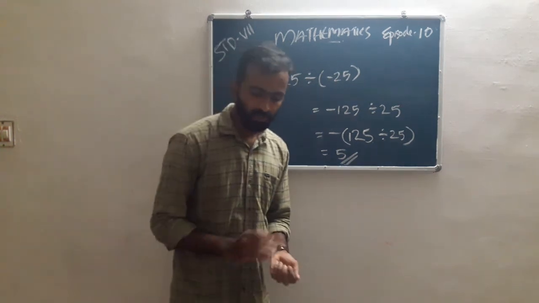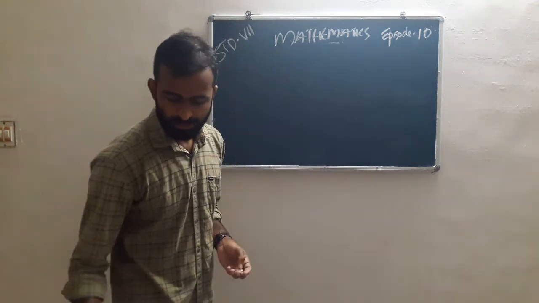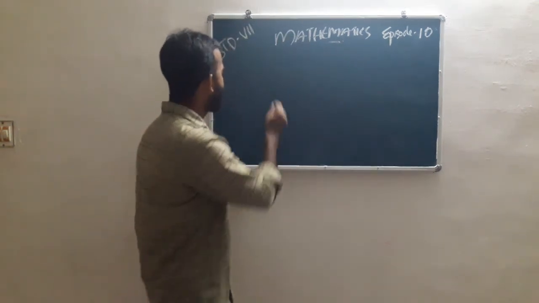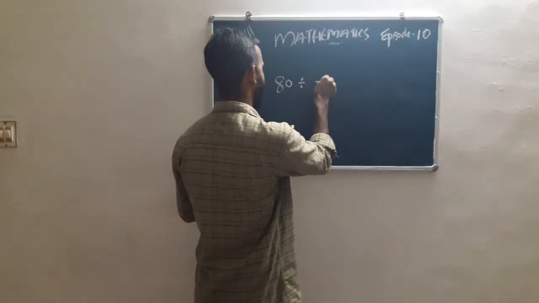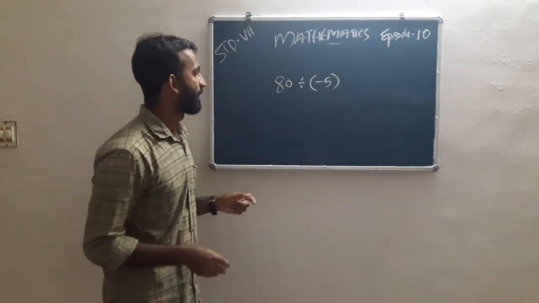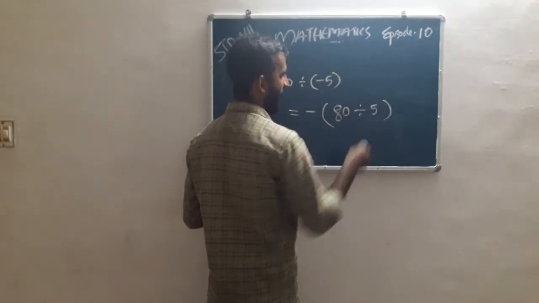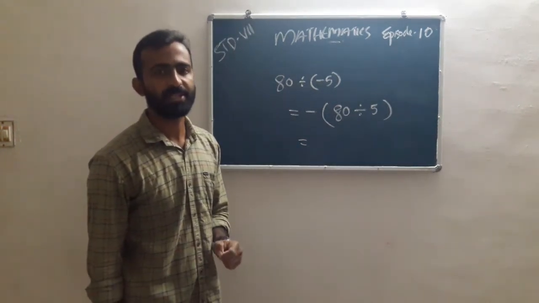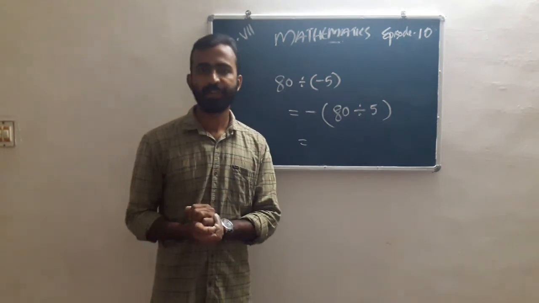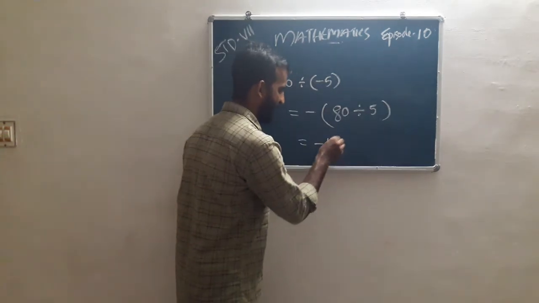Okay, what is the next one? 18 divided by negative 5. What is the answer? We can take the negative. What do we get? Anyone can say? What is the answer? The answer is negative 16.